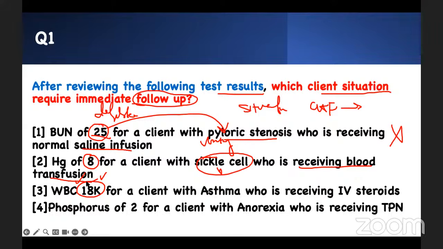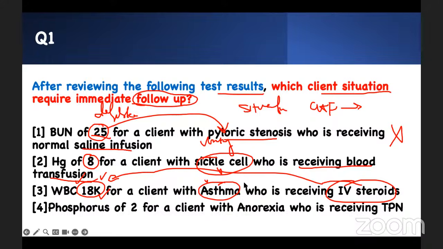WBC of 18,000, I have asthma, and I'm receiving steroid. One of the signs and symptoms of steroid is leukocytosis. When you're on steroid, your white count goes up. You have asthma, that's why you get steroid, and your white count is going up. You have no infection. It's one of the signs and symptoms of steroid, leukocytosis. These blood cells are not functioning the way they're supposed to because steroid causes early migration of neutrophils. Steroid will make your white count go up.